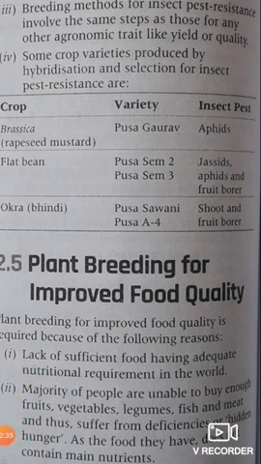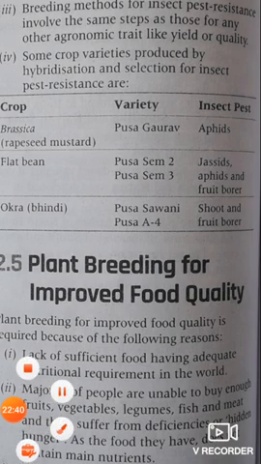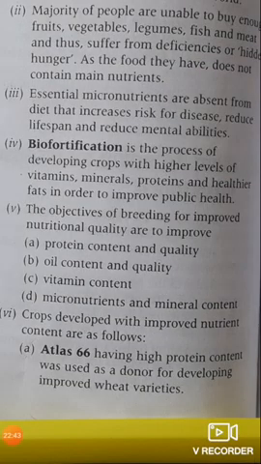There is a process that is called biofortification. Biofortification is a method of developing crops with higher levels of vitamins, minerals, proteins and healthier fats to improve public health. With the help of this biological process, we are able to develop different varieties of crops which have a high level of vitamins, minerals, proteins and healthier fats to improve public health.